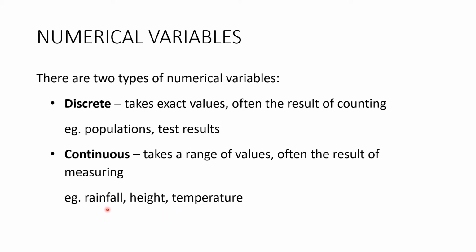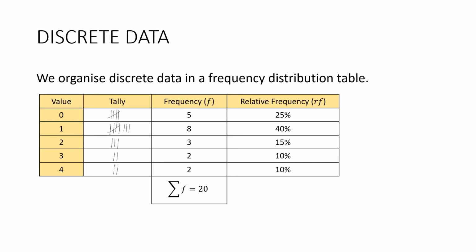Could be 23.241 millimeters. Same with height, same with temperature. Now, after we collect the data, we need to organize it, and we do that in a frequency distribution table.